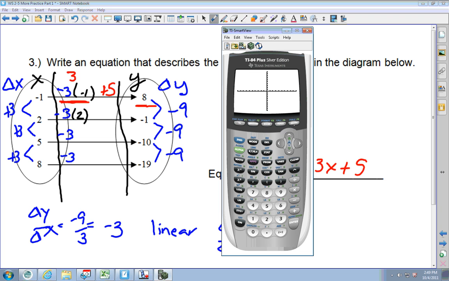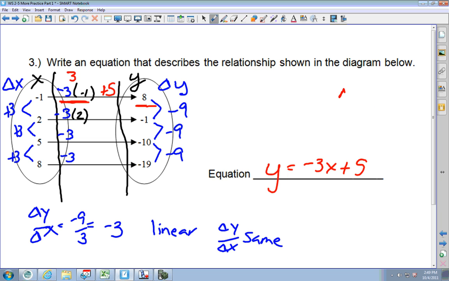Now, if you press graph, you're going to see what the graph looks like. Now, what if I asked you, looking at this graph, if it's proportional? Well, if it's proportional, it crosses 0, 0. It goes to the origin. This is not proportional. I also know that because there's a plus 5 right there.